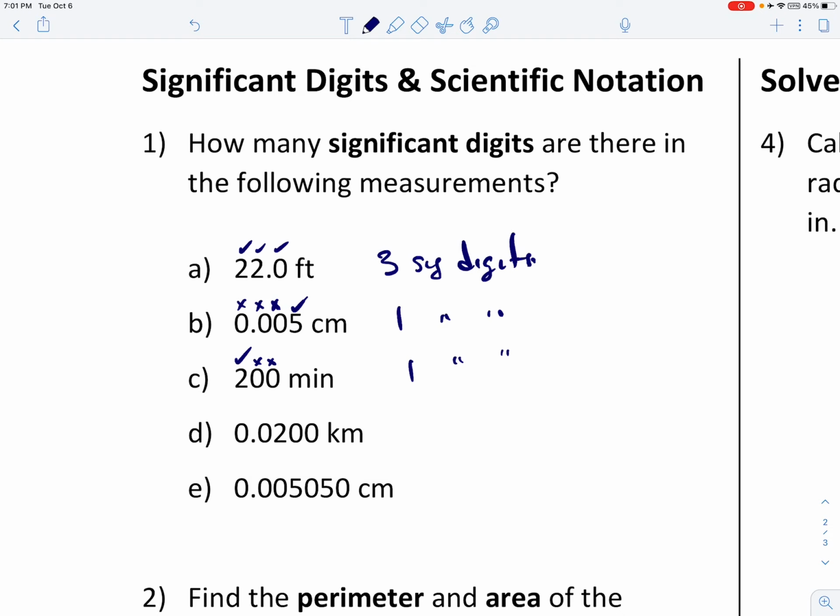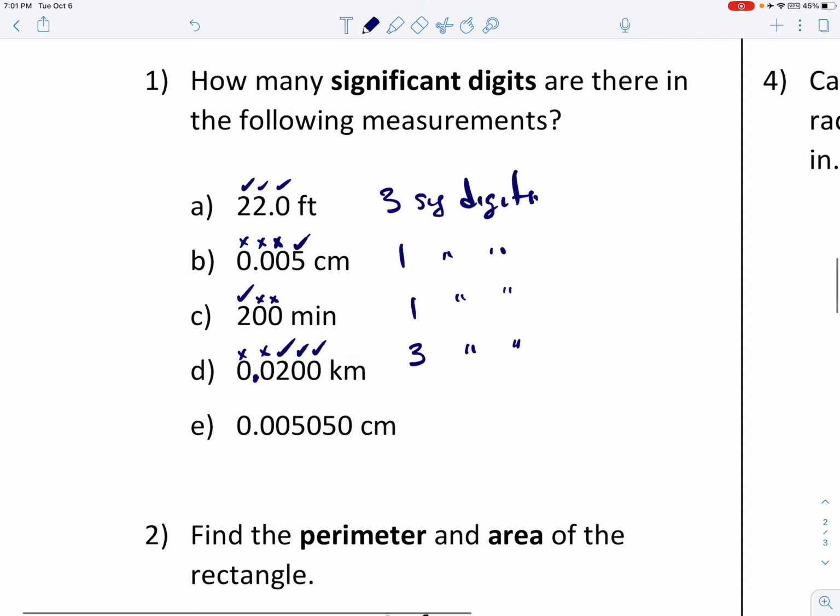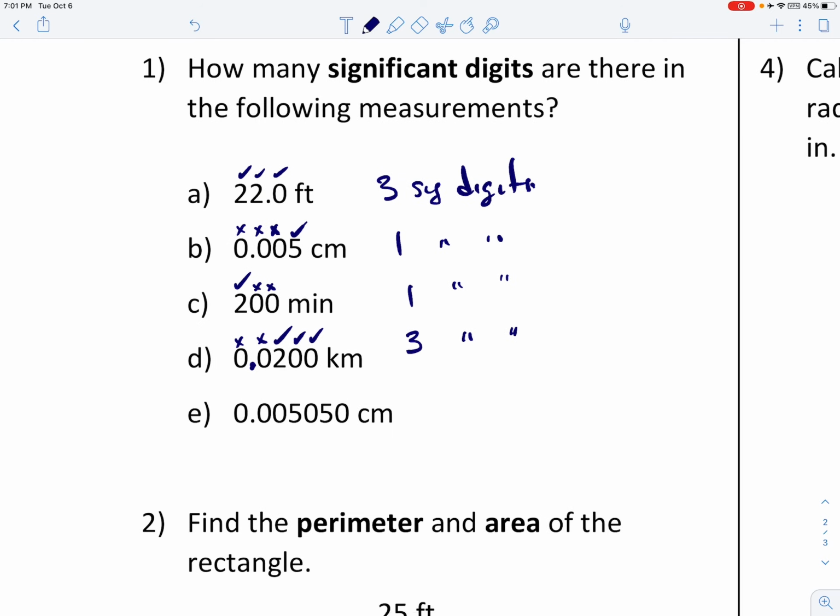In the next one, how many significant digits do you see there? The 2 zeros at the beginning are not significant. Leading zeros are never significant. The 2 is definitely significant. I see a decimal place. The decimal is showing, so the zeros at the end will count as significant digits. That has 3 significant digits.